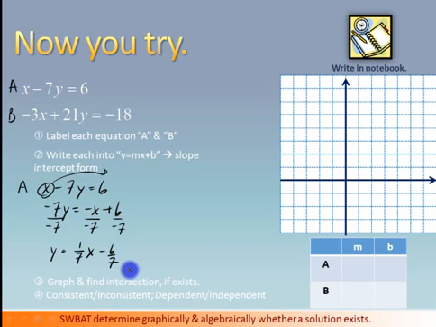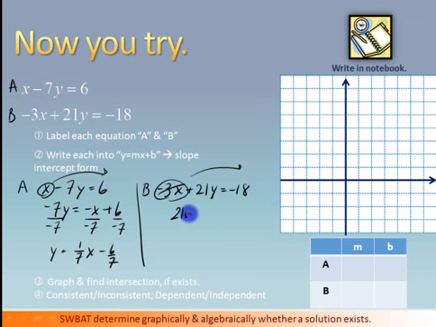Okay. Do the same thing for B. So you have -3x plus 21y equals -18. Add 3x to both sides. That's plus 3x. Oops, sorry, I'm not going to do that just yet. So I have 21y equals 3x minus 18. Divide every single term by 21. You get y equals 1/7 x. And so we can already see the slopes are the same. Let's see if the y-intercept is going to be same or different.